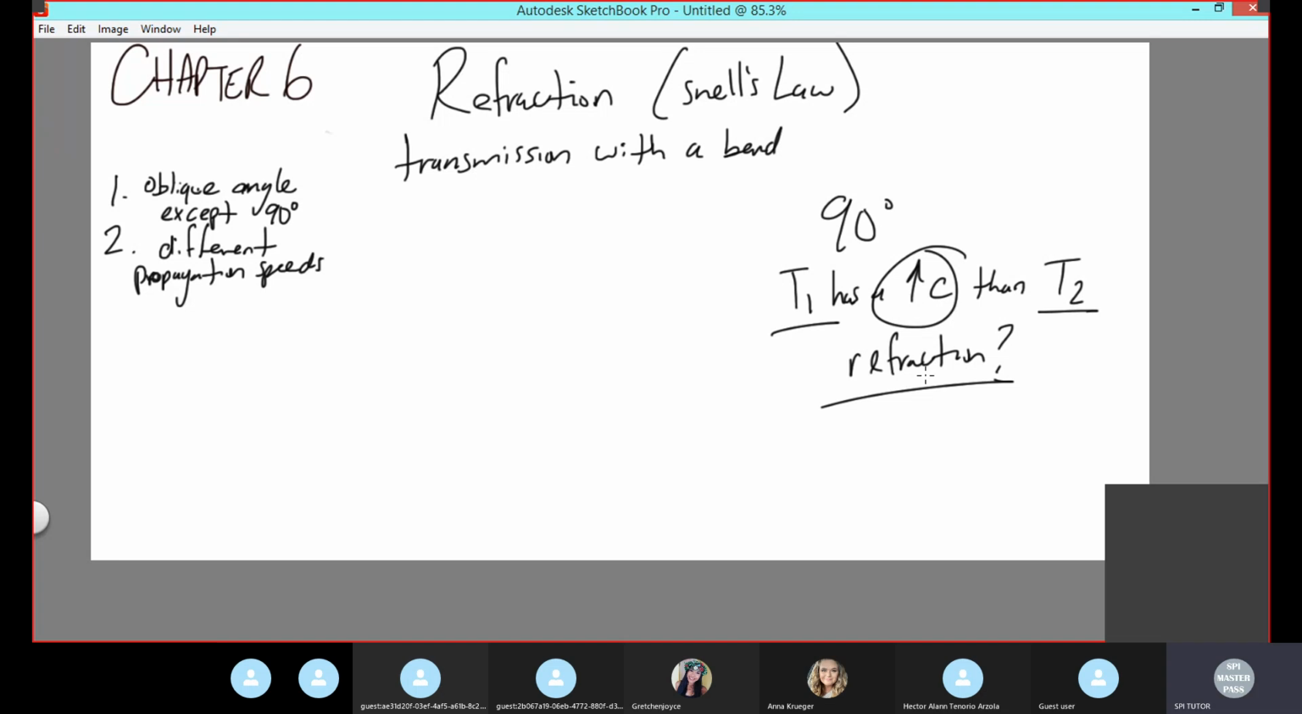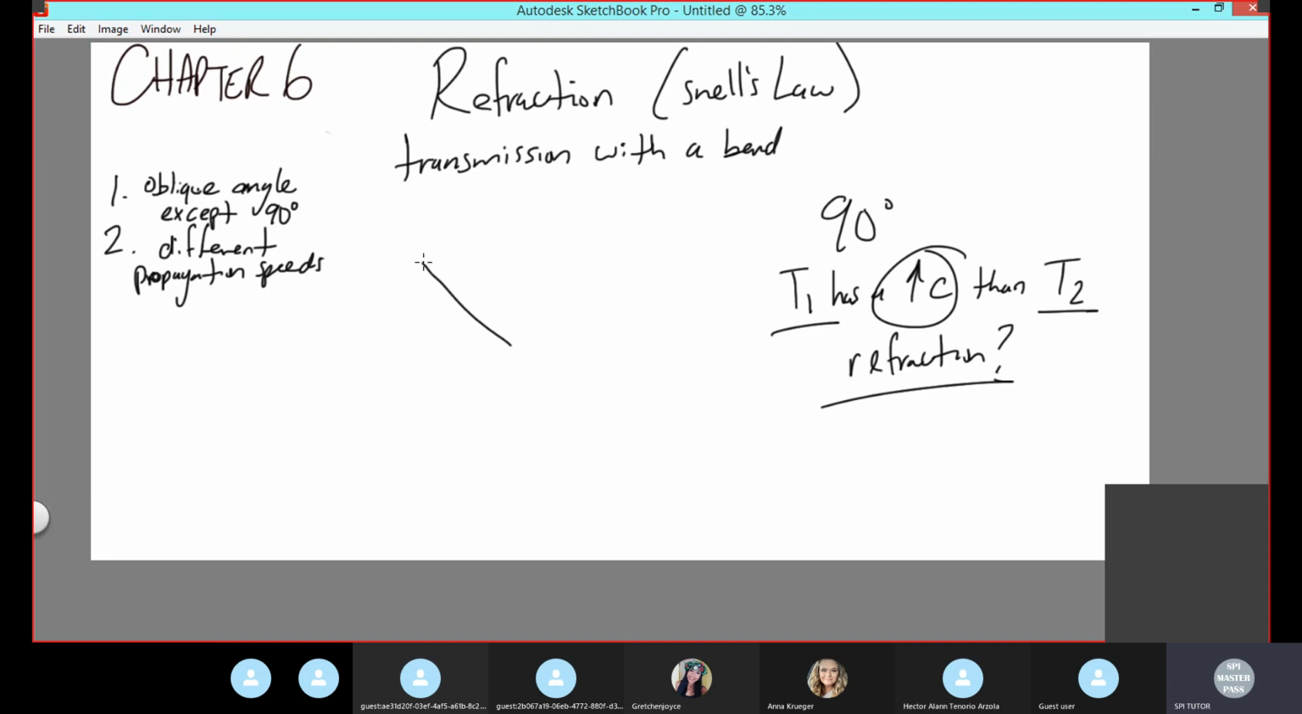So if they ask you what is the refraction angle, you first have to say, is there refraction to begin with? So you look for what angle they gave you, and whether they gave you different propagation speeds. In this case, they give you a 90-degree angle. Boom, it stops right there. So what would that mean? There is no bend. It means that if the wave was traveling like this, the wave is going to continue to travel like this. A bend is when the wave starts like this and all of a sudden it takes a different direction. That's a bend.